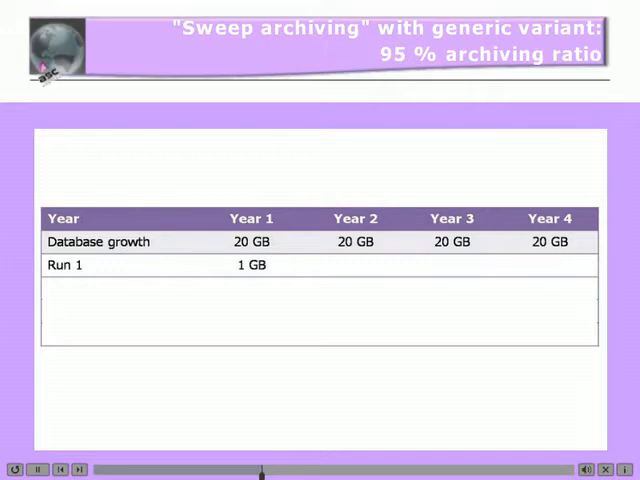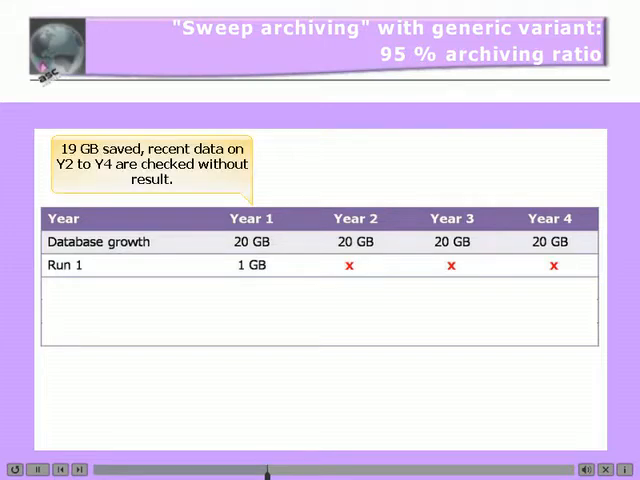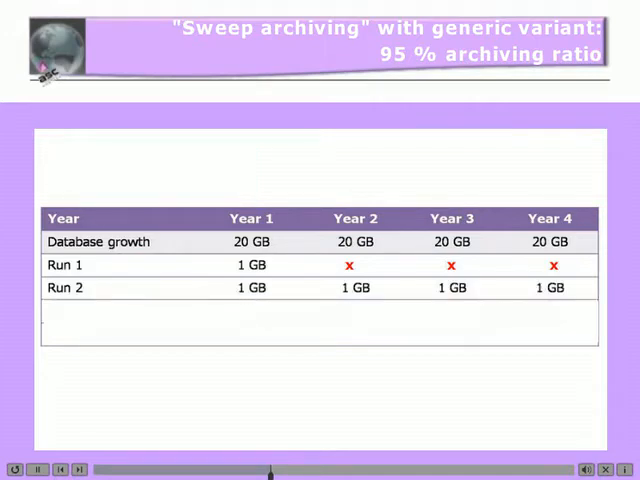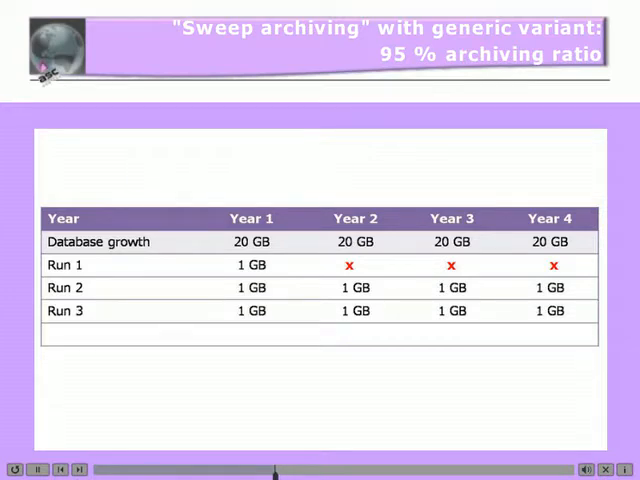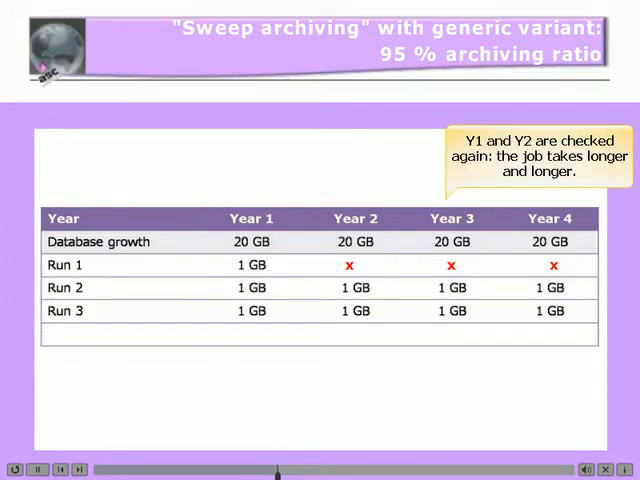For the initial archiving, let's assume we archive 19 GB of year 1, so that 1 GB stays in the database. However, as no selection data is set in the archive, even recent data will be checked for archiving, so the archiving job will be longer with a generic variant. For the second year, archiving will recheck year 1 data for archiving, although documents will probably not be archived. This runtime could be avoided, but not with a generic variant. For the third year, year 1 and year 2 need to be checked again, so runtime is still longer.